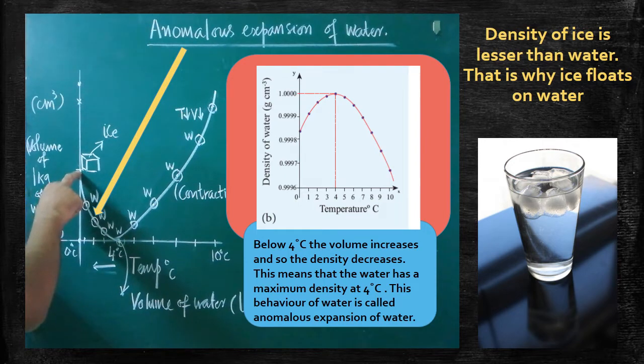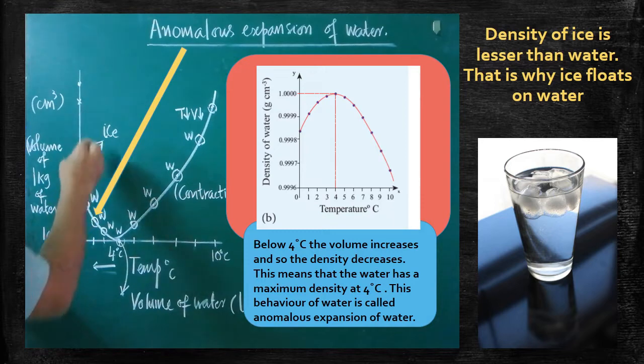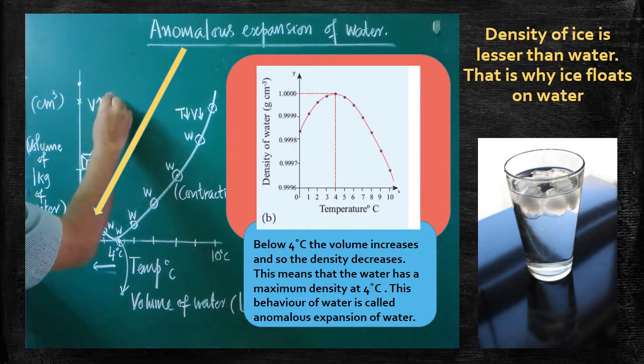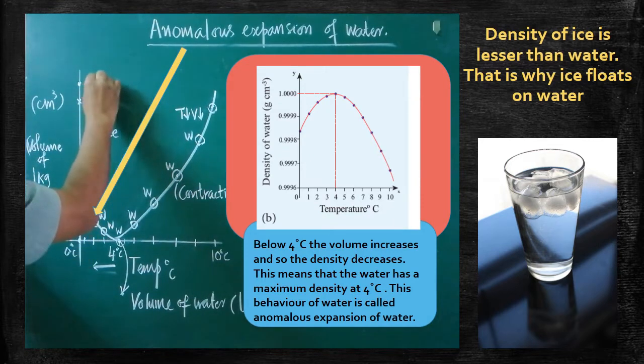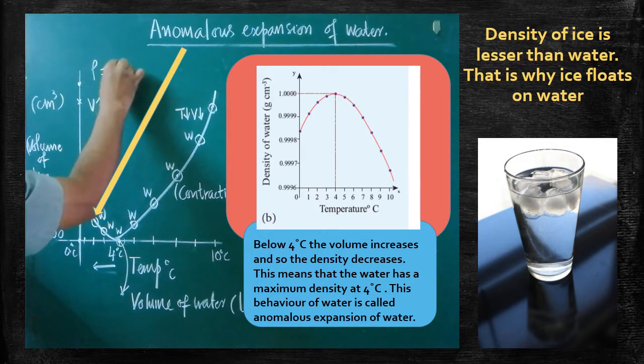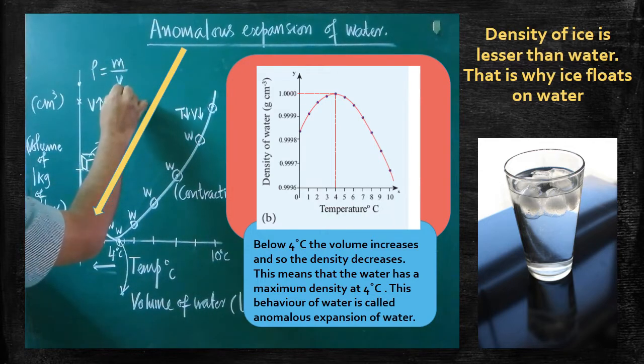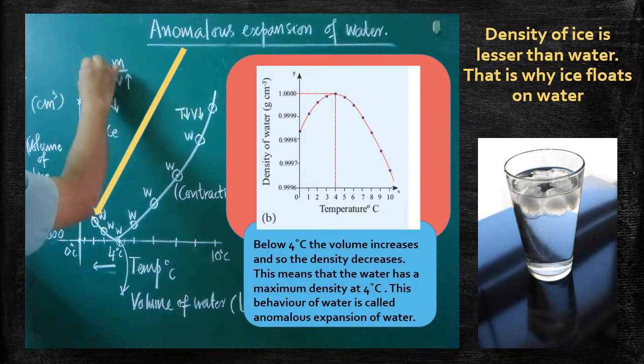Are you clear? When volume increases, what will happen? Density will decrease. When volume increases, density will decrease, because what is the formula for density? Density is equal to mass per volume. When volume increases, density will decrease.